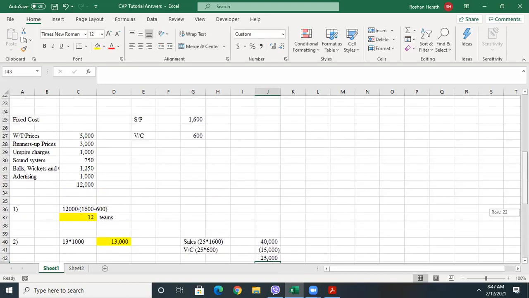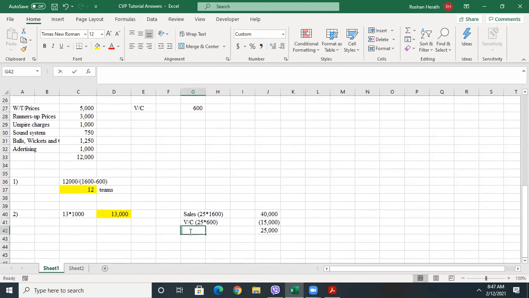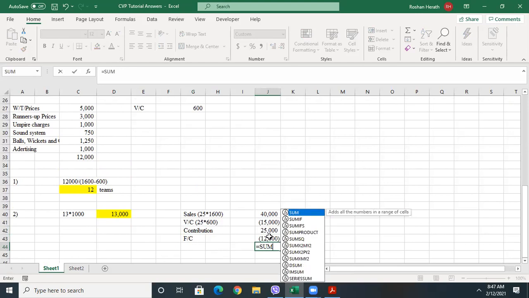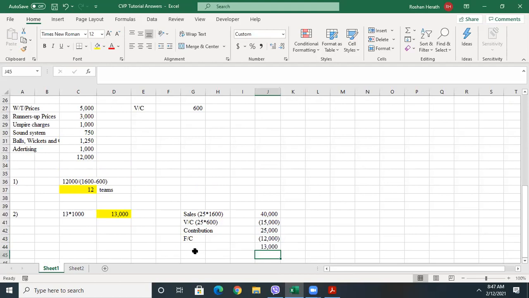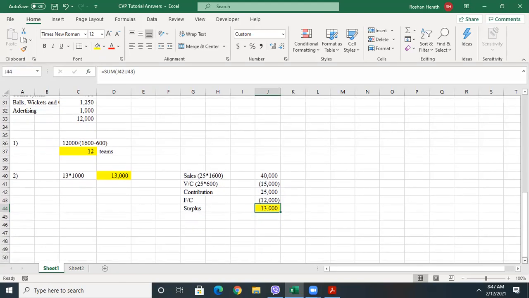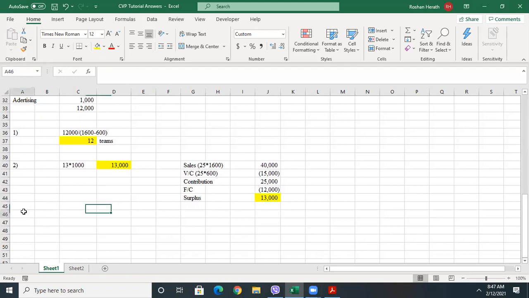In fact, you could have straight away worked the things out. Contribution. And if you take the fixed cost out, fixed cost is 12,000. You can see that again, you ended up getting into the surplus of 13,000. The same answer, no? Surplus. So therefore, whatever the method that you may apply, you are supposed to get the same end. Okay. So that is the answer for part B.